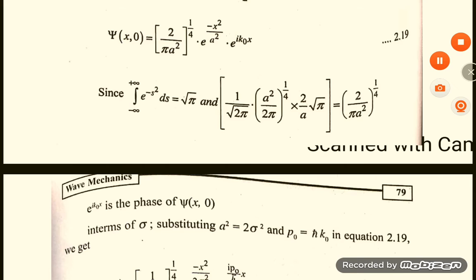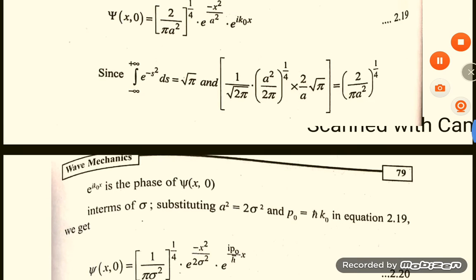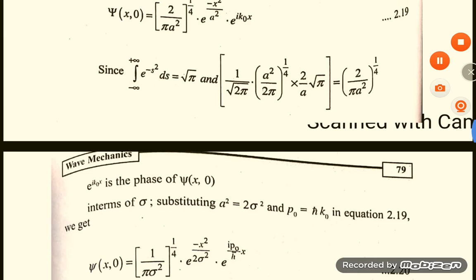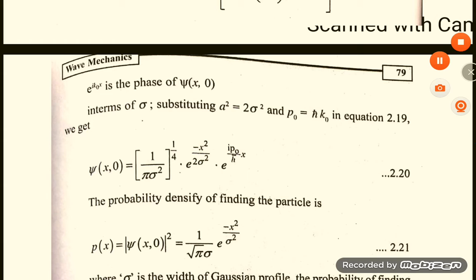In terms of sigma, substituting a square is equal to 2 sigma square and p naught is equal to h cut k naught in the above equation, we can rewrite psi of x,0 as (1 by pi sigma square) whole power of 1 by 4 e power minus x square by 2 sigma square e power i p naught by h cut x. Next, the probability density of finding the particle.